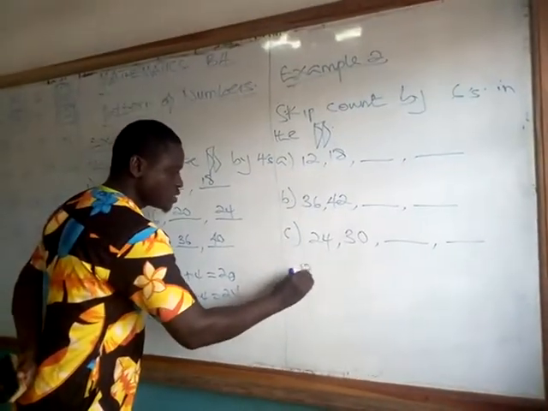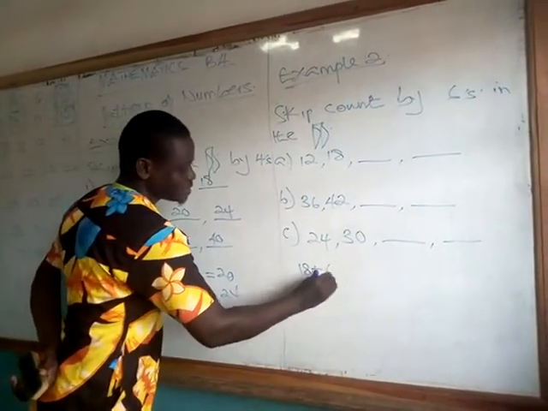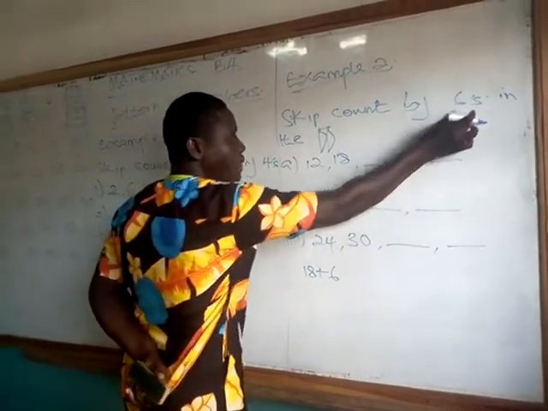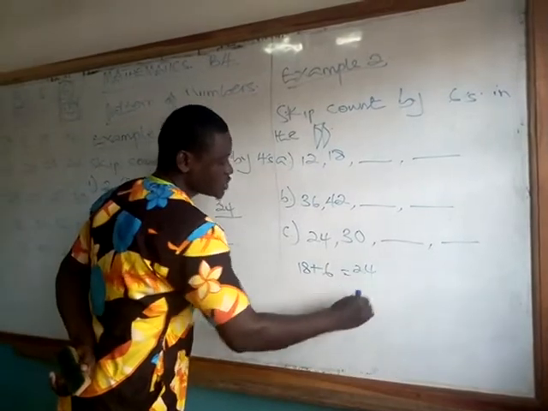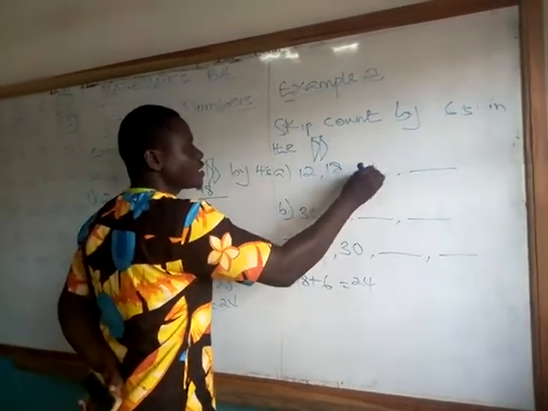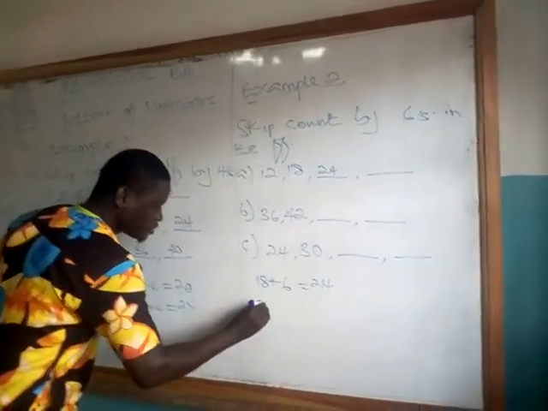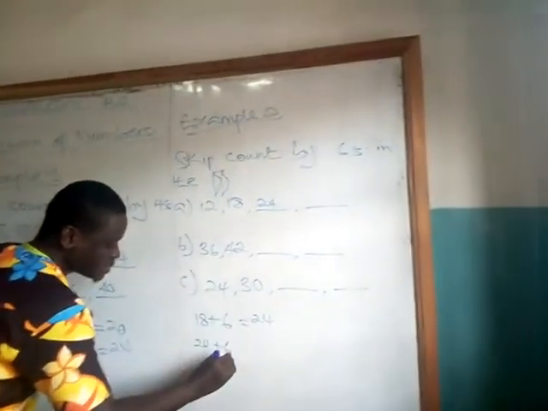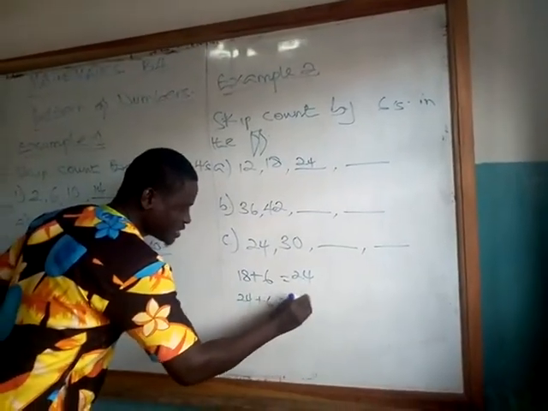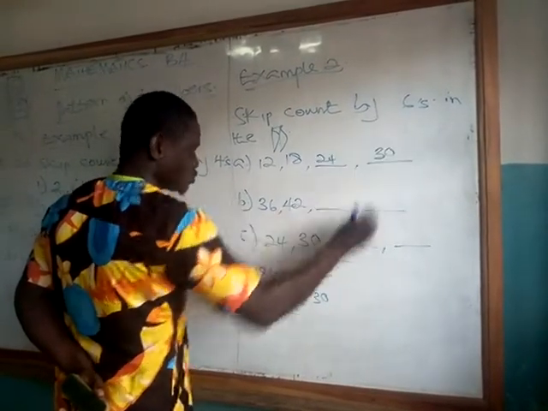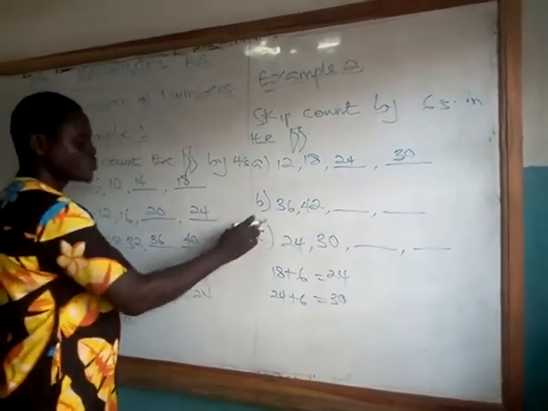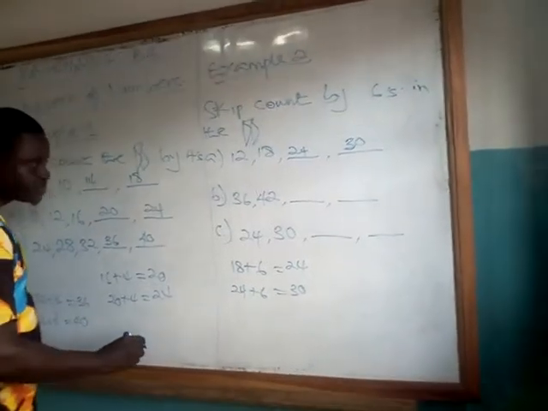That's going to be 18 plus 6 because we are skip counting by 6. So 18 plus 6 will give you 24. So you have 24 here. 24 plus 6 will give us the digit that will fit in the last empty space. So you have 30.